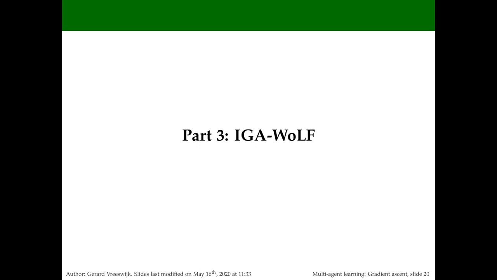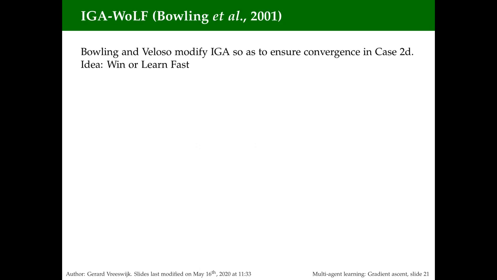So let's move on to IGA WoLF. IGA means Infinitesimal Gradient Ascent, with the idea to adapt the dynamics: win or learn fast. So if you do not win, then you will increase the gradient with a certain factor, and if you do win, then you will not increase your learning with a certain factor, but we will discuss that.